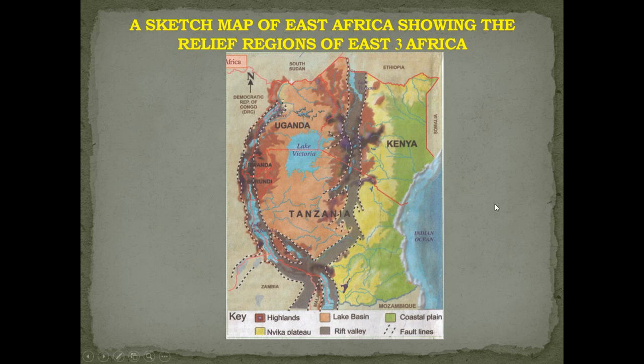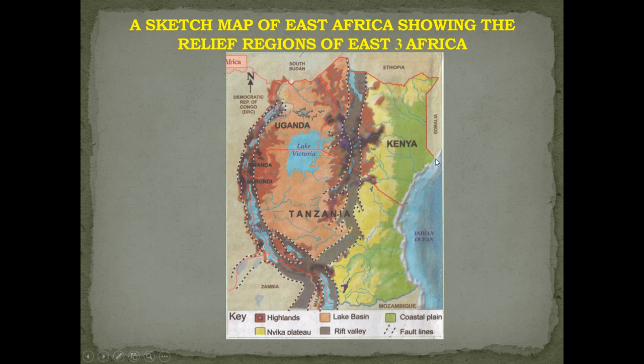Here we have a map. Compare this map with the relief map of East Africa in the atlas. This is the physical map, or the map showing the relief regions of East Africa. And we said from the Indian Ocean, which we measure as 0 degrees below sea level, we have the coast.